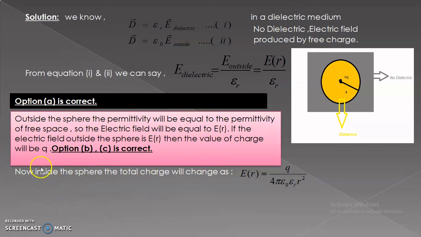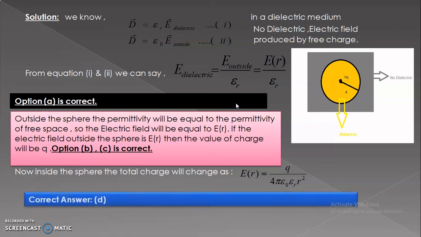Okay, now what I have been saying before, that E of r is equal to Q by 4 pi epsilon naught epsilon r r square inside this sphere. So obviously the statement D will be false.